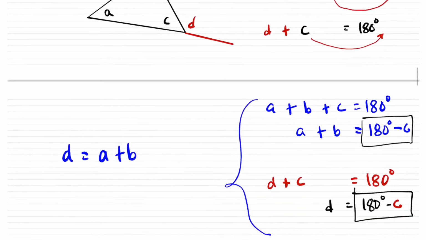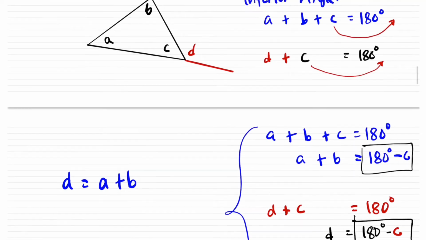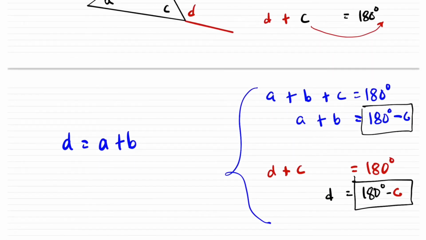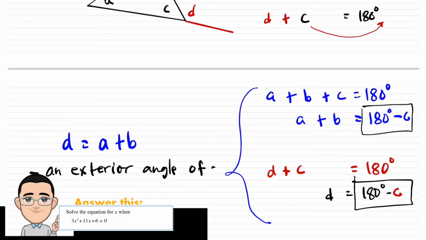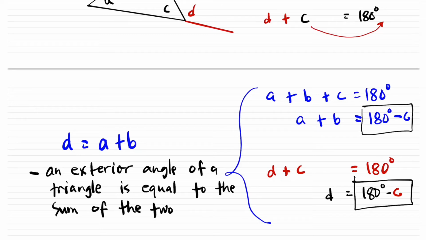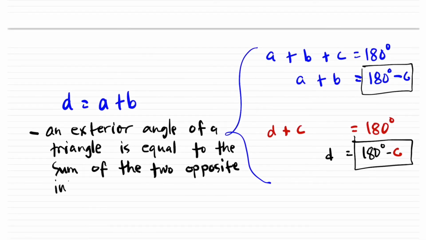This is the third property. Property number 3 states that an exterior angle of a triangle is equal to the sum of the two opposite interior angles.